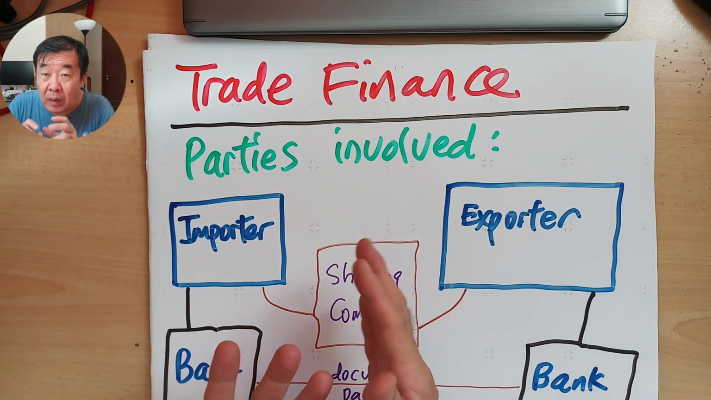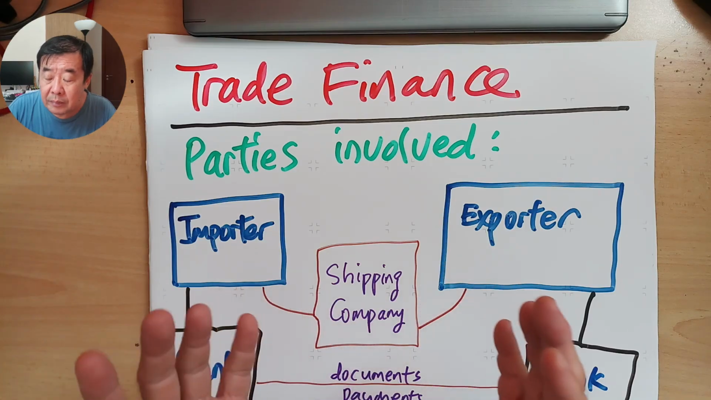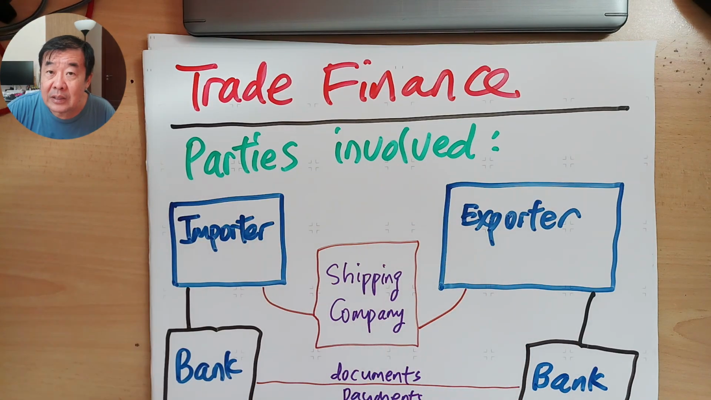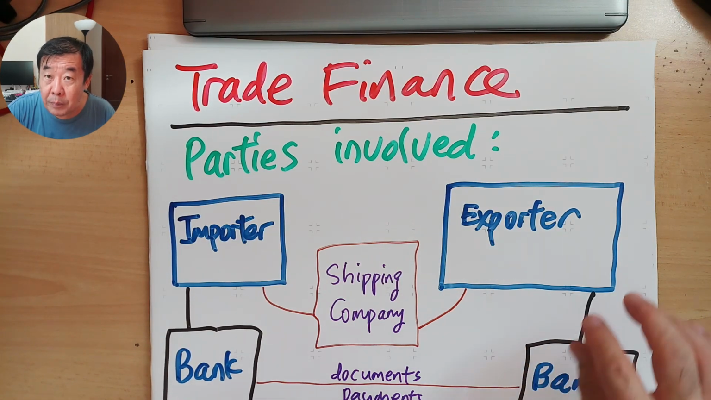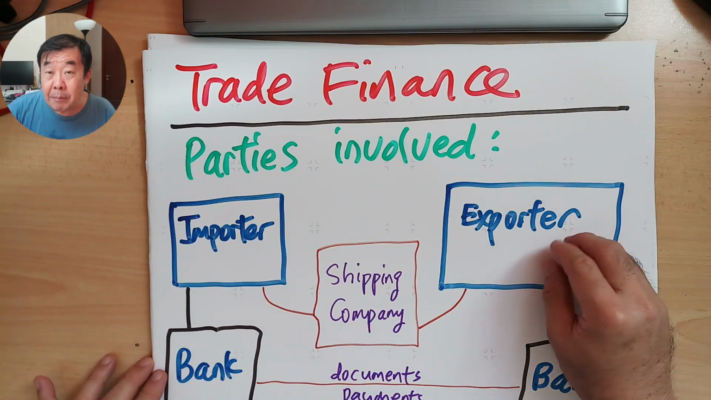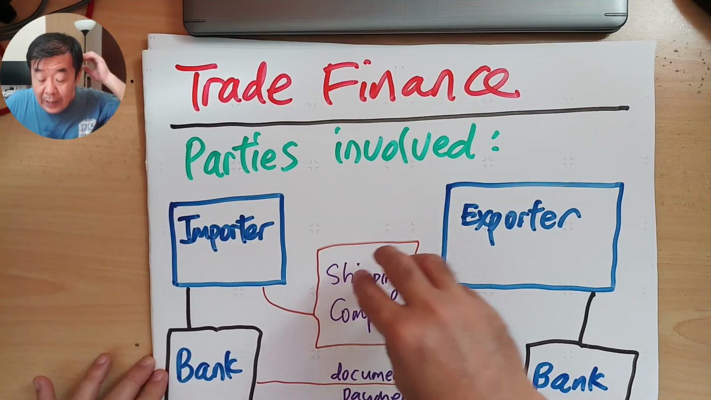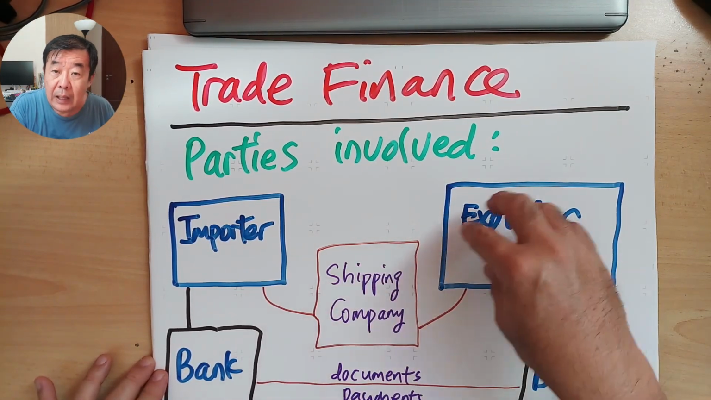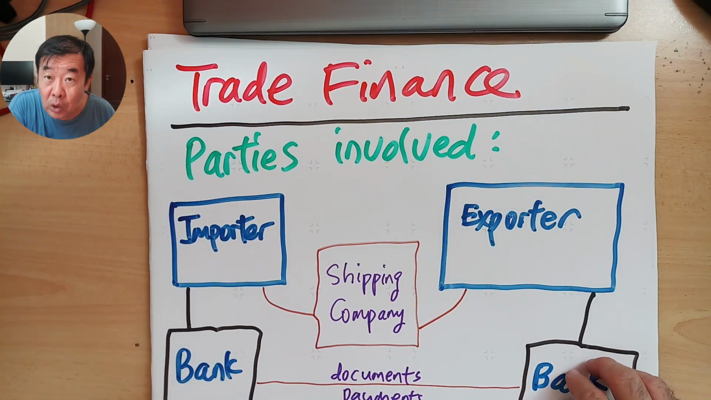Now, the bill of lading and all these documents will be passed on through the bank. After the exporter has loaded the product on the ship and received all the shipping documents from the shipping company, they will go to the bank, so that the bank will process all these documents and then courier them over to the bank that helps the importer.